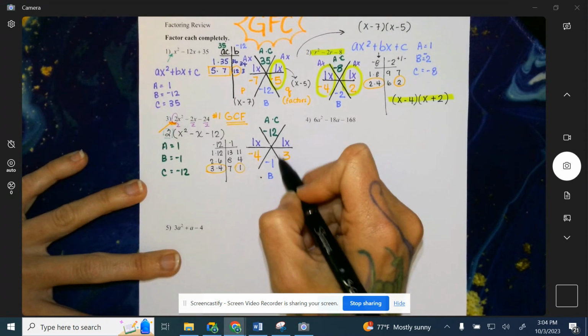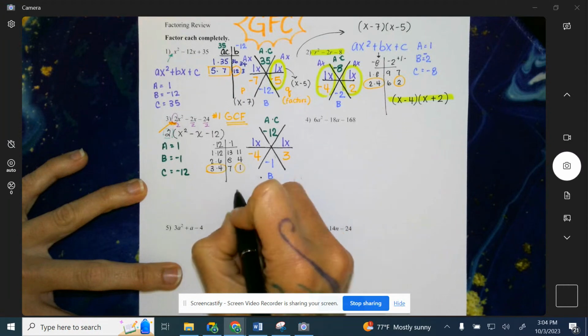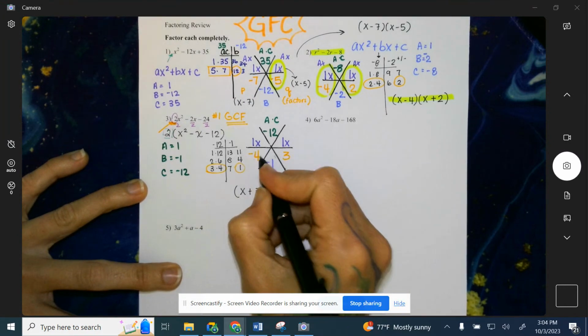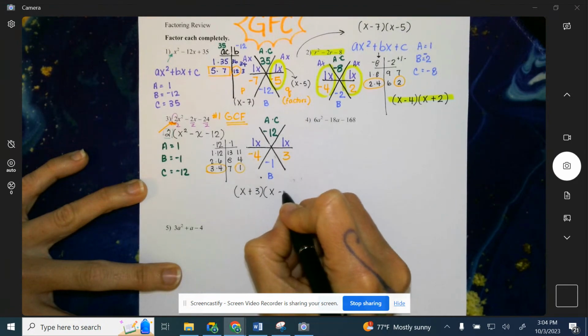We're going to check our not fraction. 1 over 3 cannot be reduced, so he's just going to fall down. So x plus 3, or 1x plus 3. 1 and 4 cannot be reduced. This is going to be x minus 4.